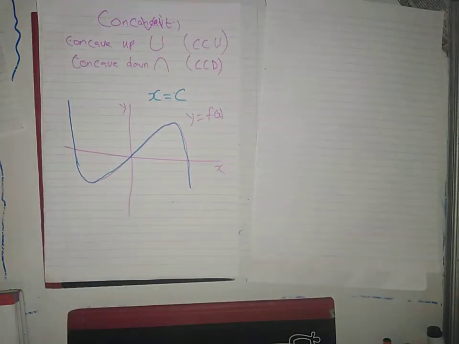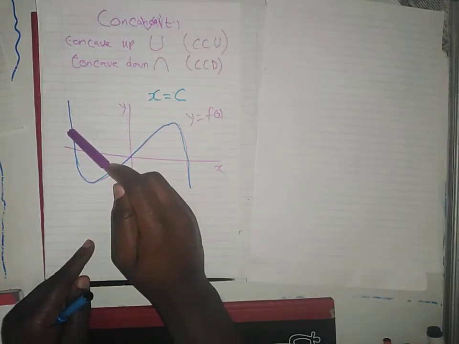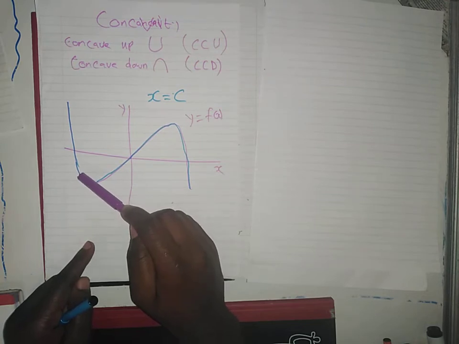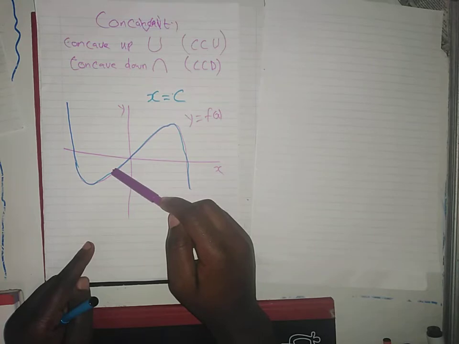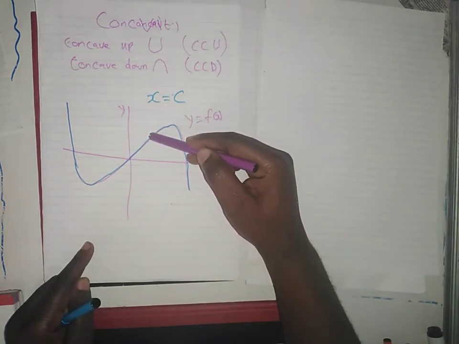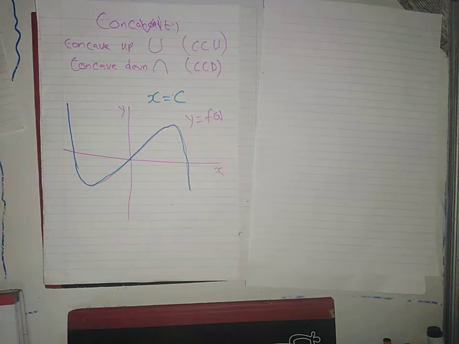If C is here, you know that at this point the graph is concave up. And if C is here, you know it's concave up. Because we do not know what C is, but if C is here, you can see that C is at a part of the graph that is concave down. So those are the things that you're going to be looking at. When I give you C, at that point, is it concave up or is it concave down?